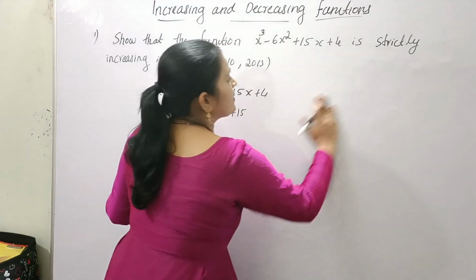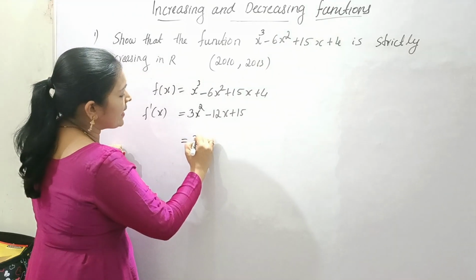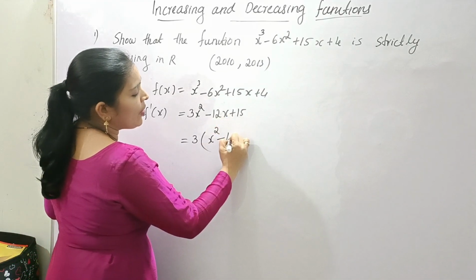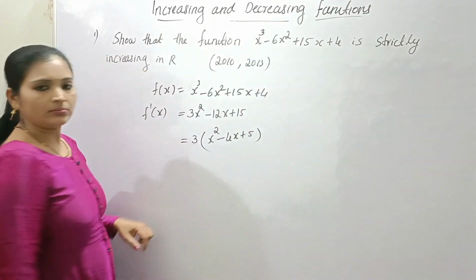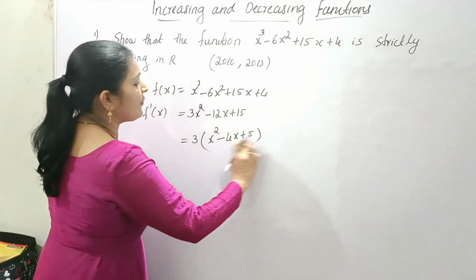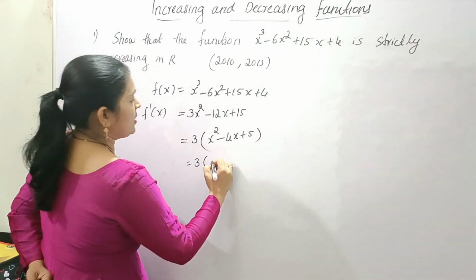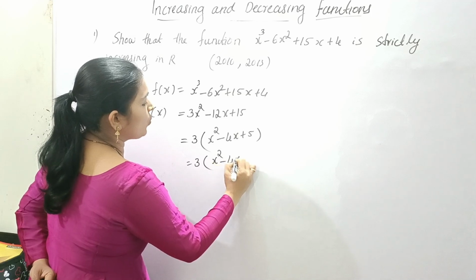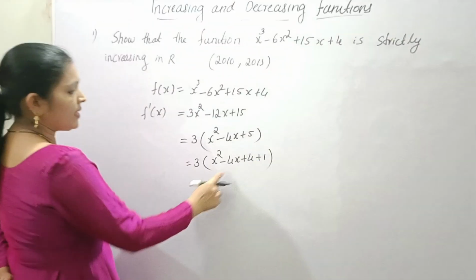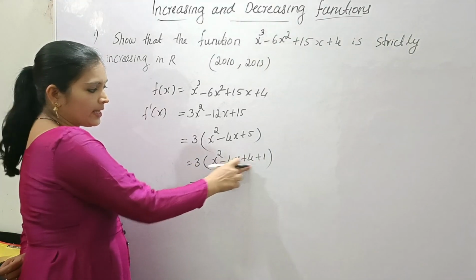Let's try. Here 3 is common, so let's take 3 outside: 3 into x square minus 4x plus 5. Then how can we write this? 3 into x square minus 4x plus 4 plus 1. Right? Now here we can write these 3 terms.